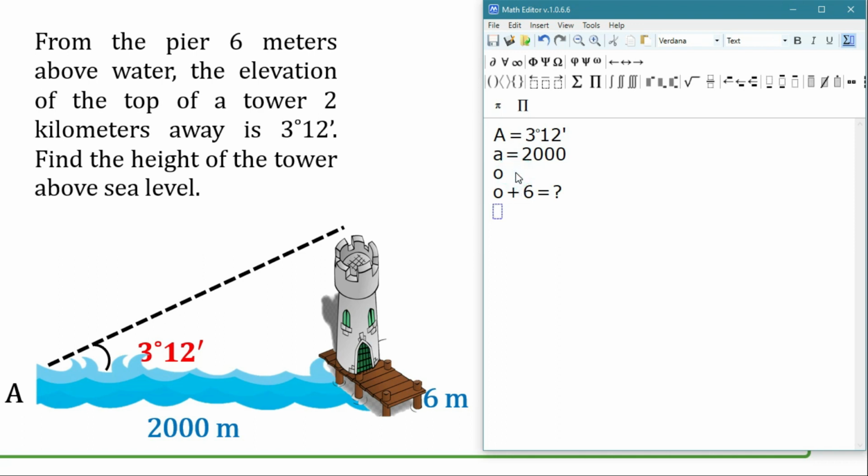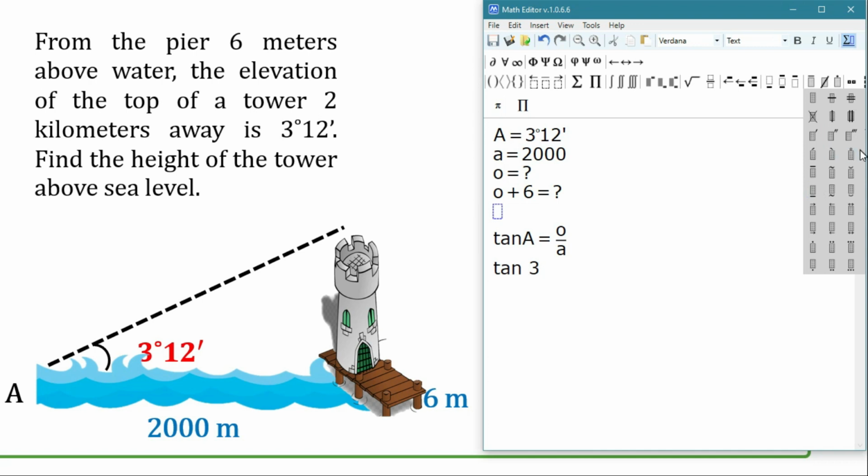So, given angle A and an adjacent side, and then we are looking for the opposite side, what trigonometric function best fits the situation? Again, that's gonna be the tangent function. So we have the tangent of A equals opposite side over the adjacent side. And since we are given the value of angle A, that is the tangent of 3 degrees and 12 minutes.